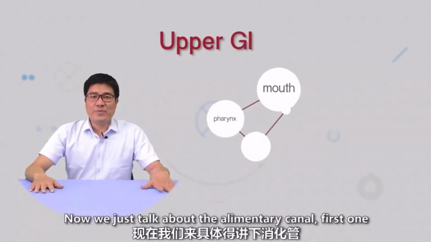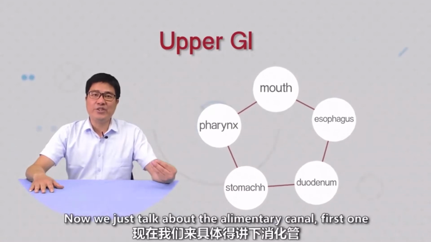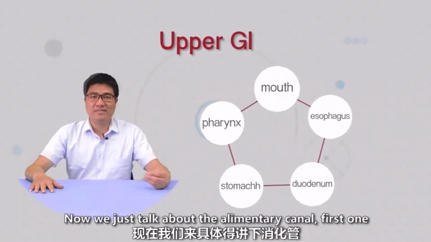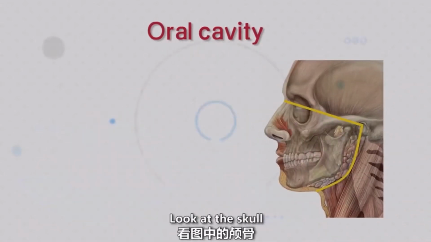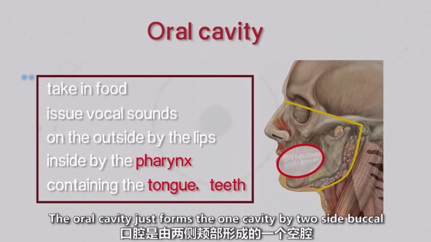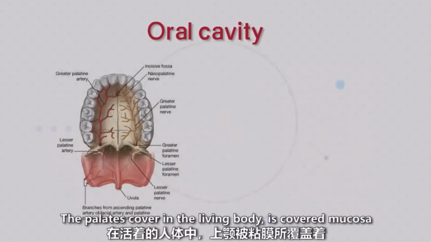So as anatomical knowledge, we first talk about the alimentary canal. So we talk about the oral cavity. Look at these pictures. The oral cavity is formed as one cavity. Two sides are the buccal region, the cheek. Then the top wall, as you see, is the palate. In the living body, the palate is covered by mucosa.